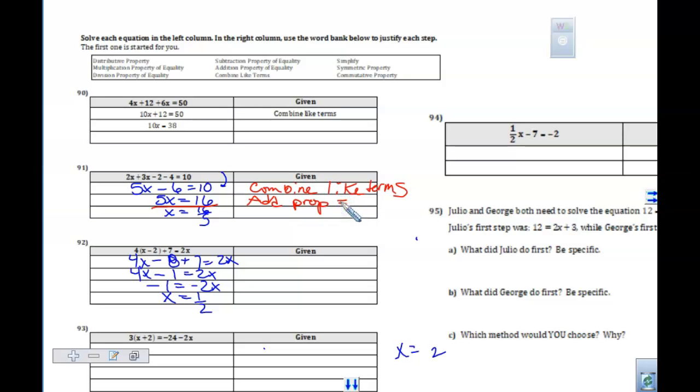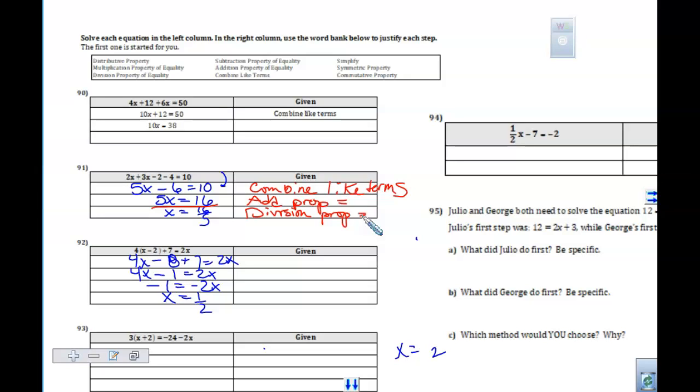Okay? Grace, we're looking at the last step to go from 5x equals 16 to just x equals 16 fifths. So this would be our division property of equality. So if you notice, all of these have equality, none of them have inequality, so just make sure you're putting them correctly.